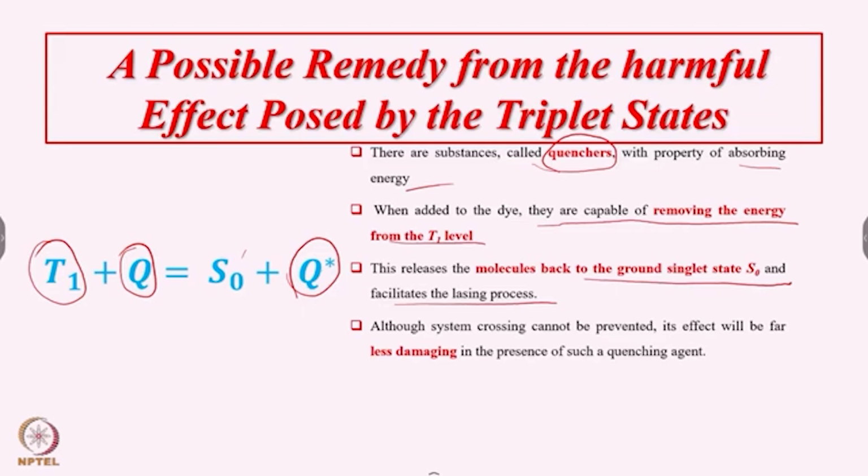Although quencher cannot stop intersystem crossing, its effect will be far less damaging in the presence of such a quenching agent, because the number of molecules now residing in the triplet state will be reduced, and therefore the intracavity absorption of the photon by this triplet state will be accordingly less, and therefore it will improve the performance of the laser.